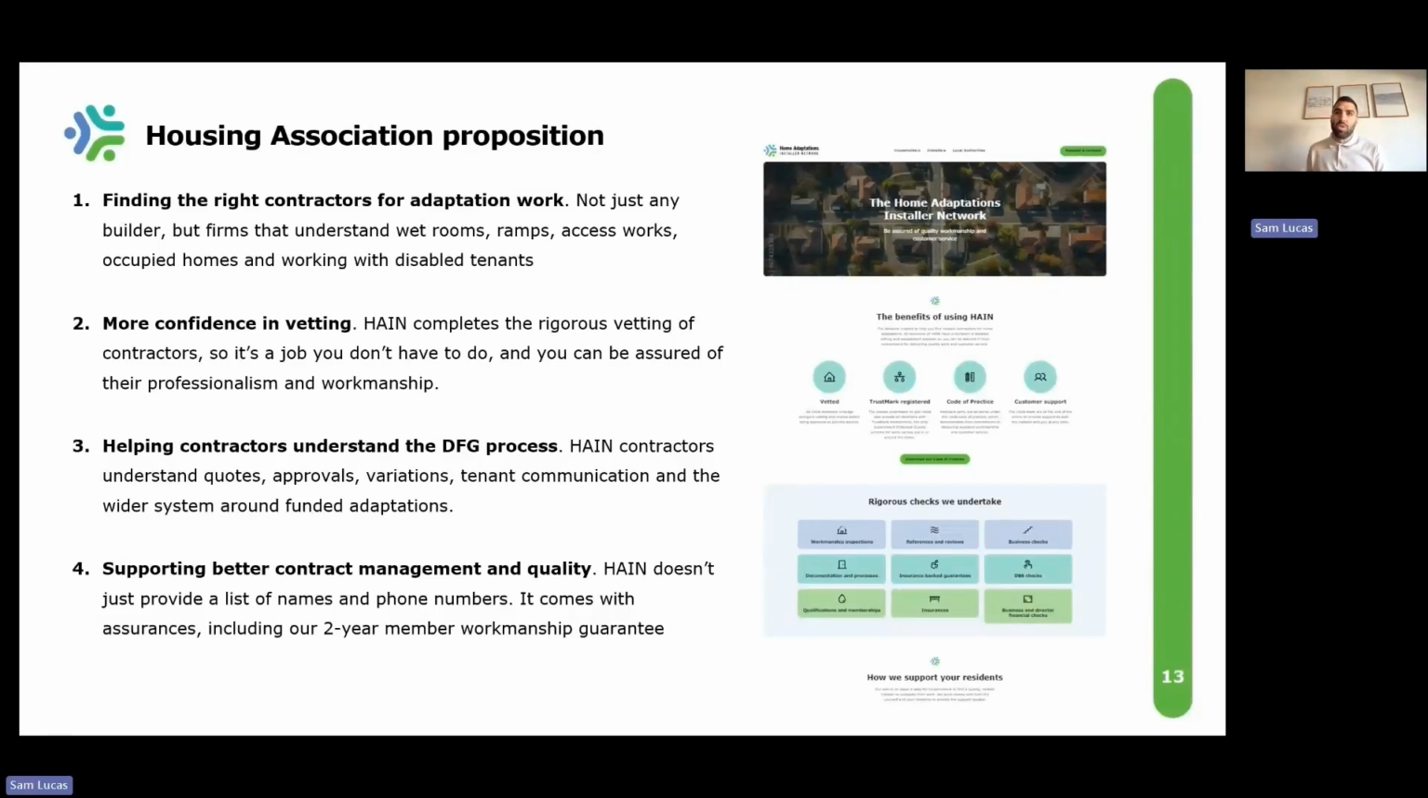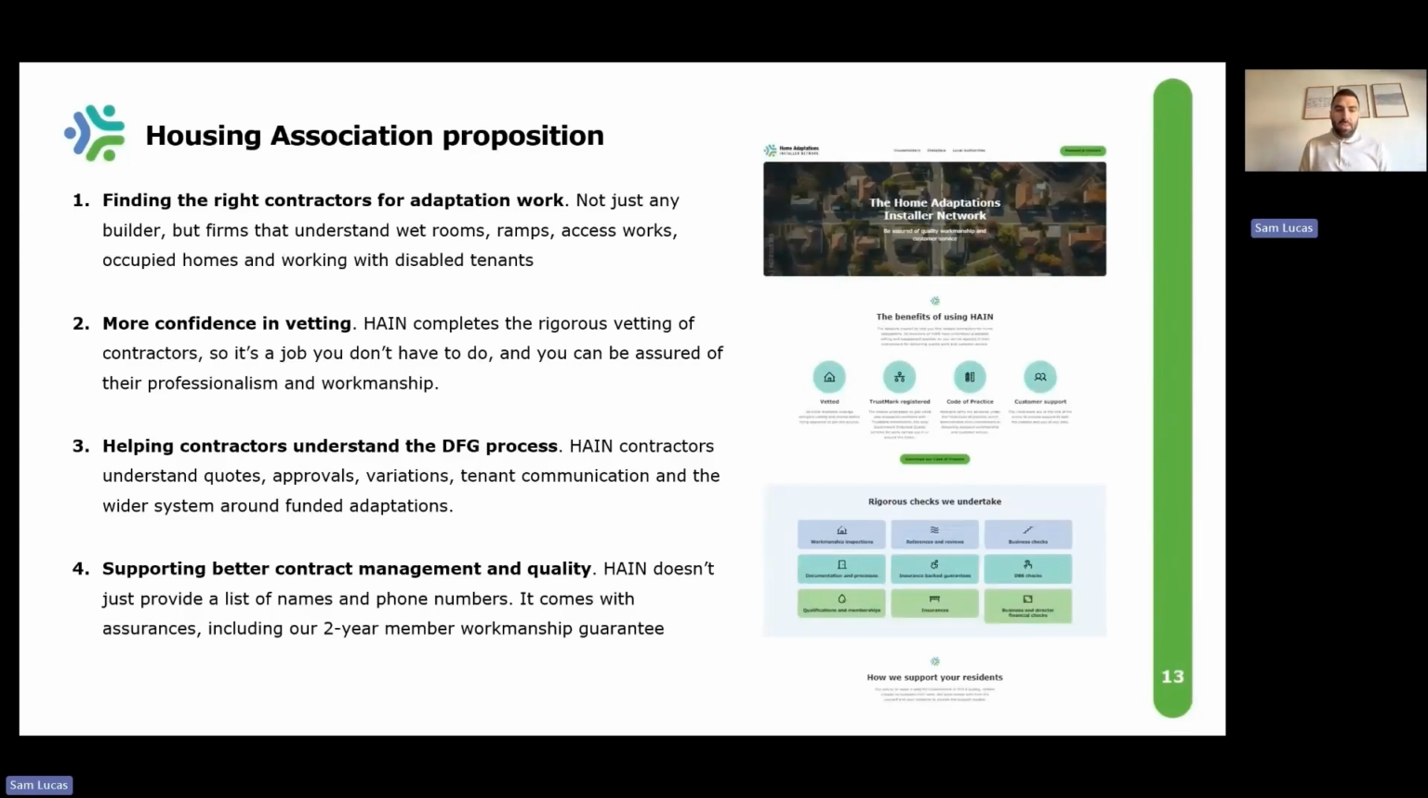Number 3, we help contractors to understand the DFG process. So paying contractors will basically understand quotes, approvals, variations, tenant communication, and just the wider system around funded adaptations. So with that, you're getting a contractor who understands the process, so you're not having to explain it to them. They're coming to you with that background knowledge already.